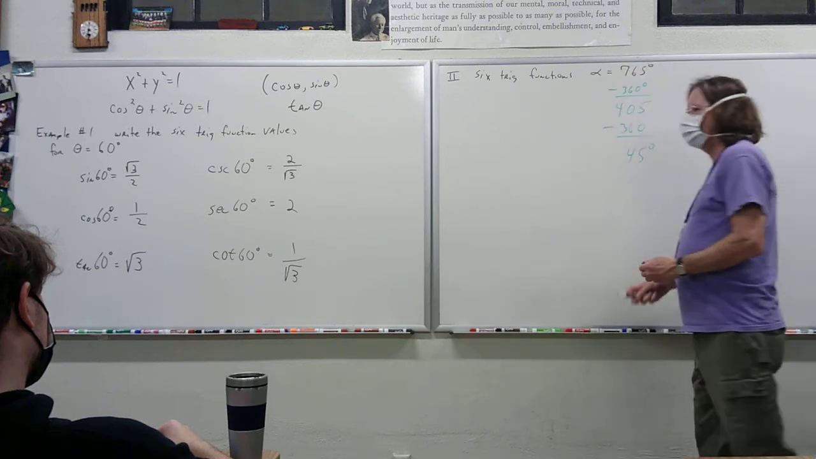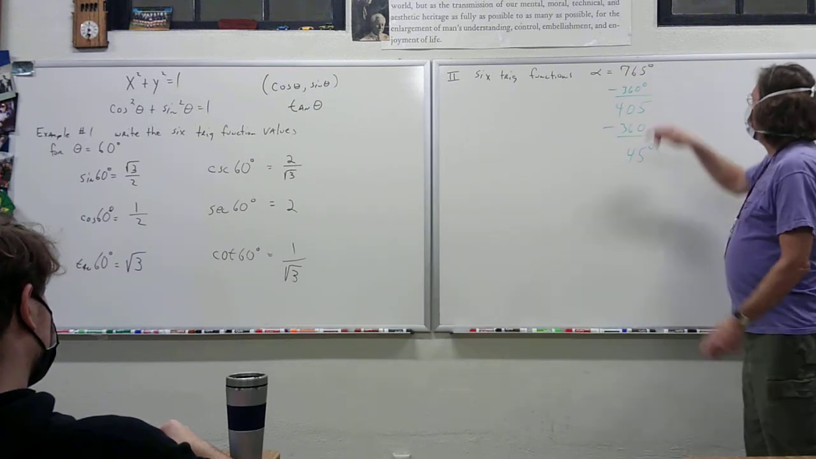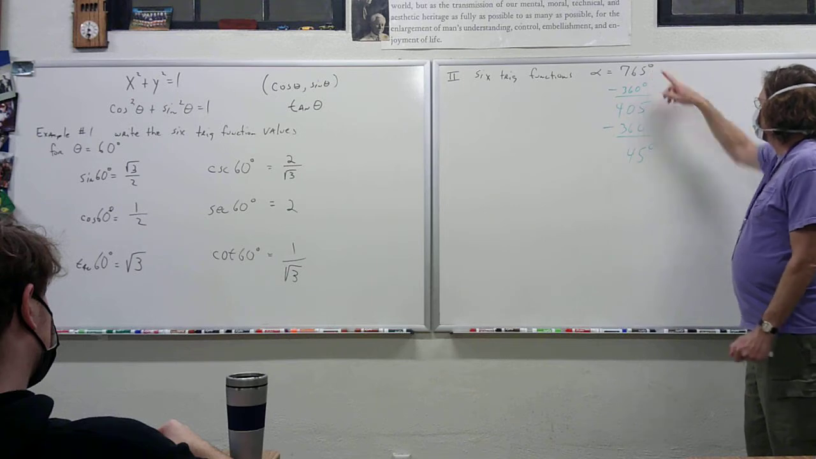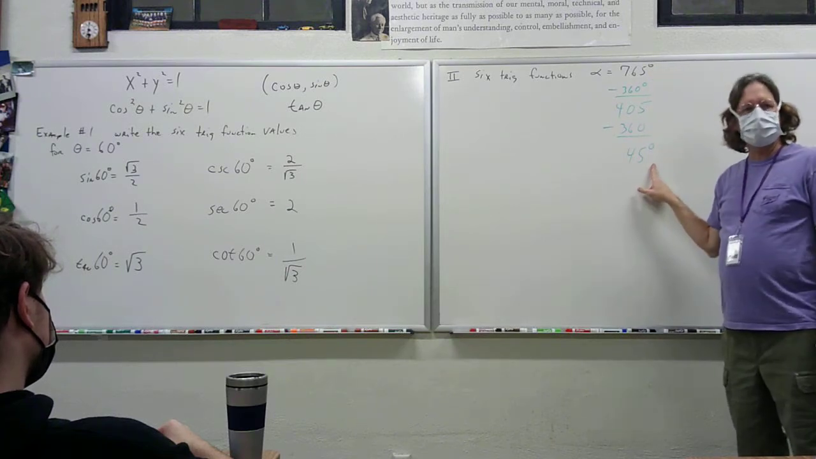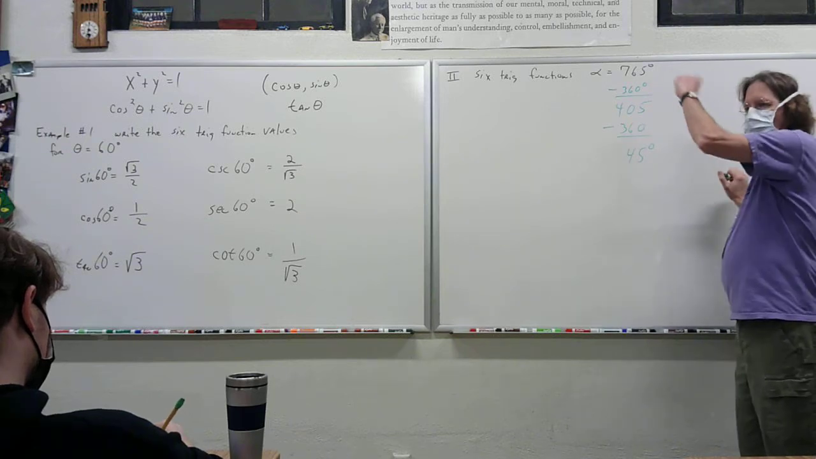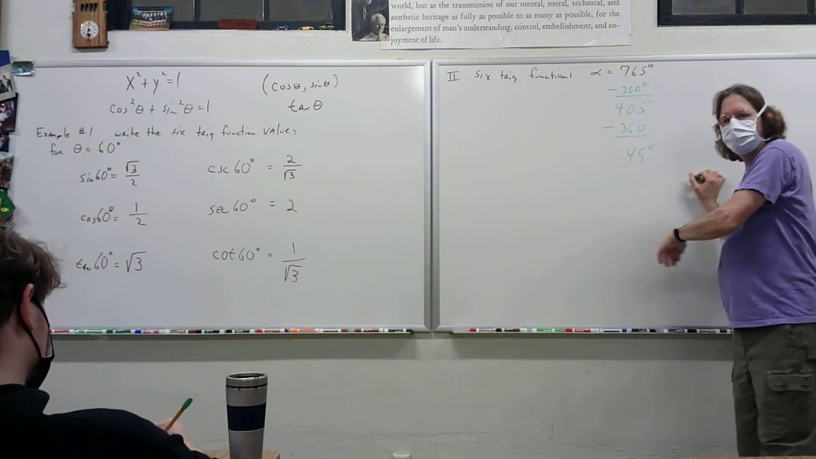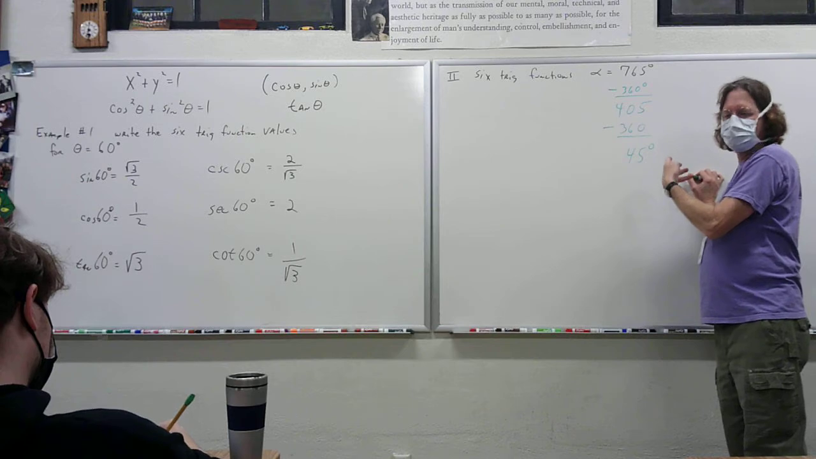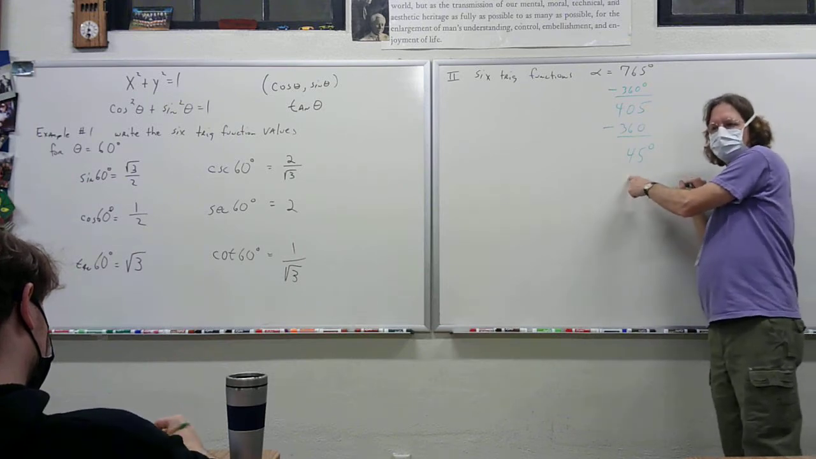So it turns out that the angles 765 and 45 end up in the same place. Because what you do, you went all the way around the circle once, you went all the way around the circle again, and then you went how many more degrees? 45.